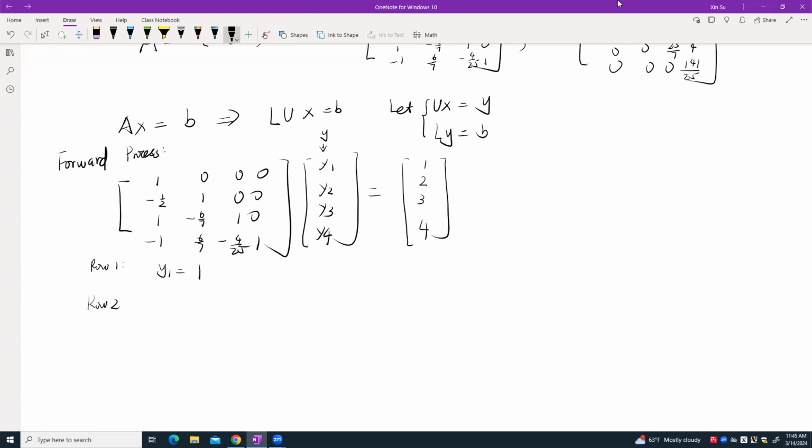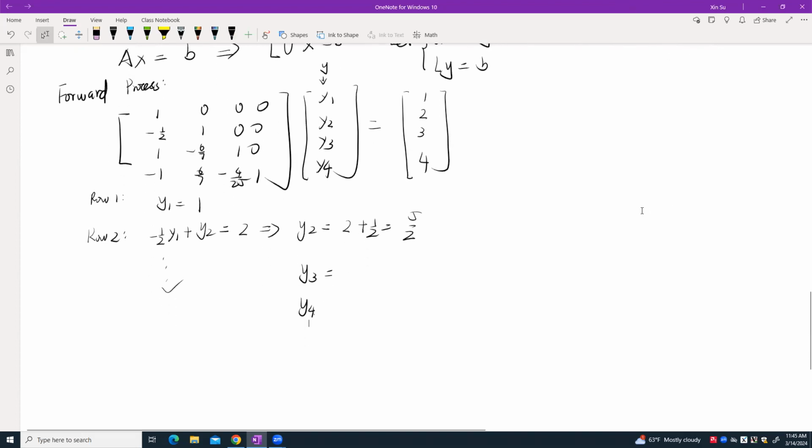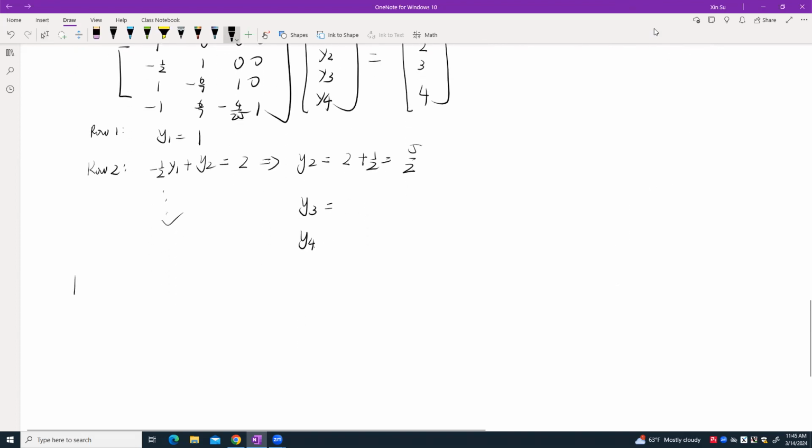Then for row 2, we got negative 1/2 Y1 plus Y2 equals 2, so Y2 should equal 2 plus 1/2, which is 5/2, and so on and so forth. I'm not going to perform all the calculations here. This is just a forward process, and then you will get the Y3 value and then the Y4 value. The next step is going to be the backward process.